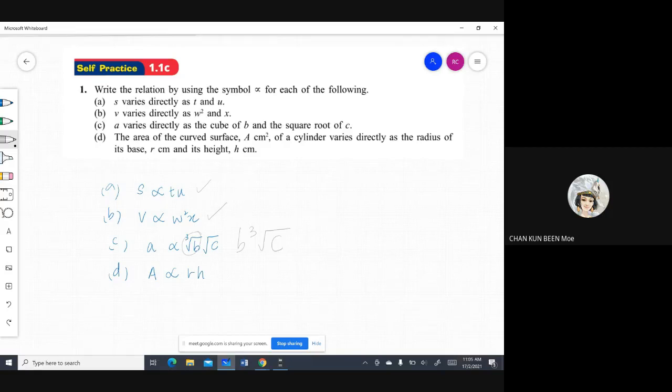of its base, r centimeter, and its height. So A varies directly as RH, like this.